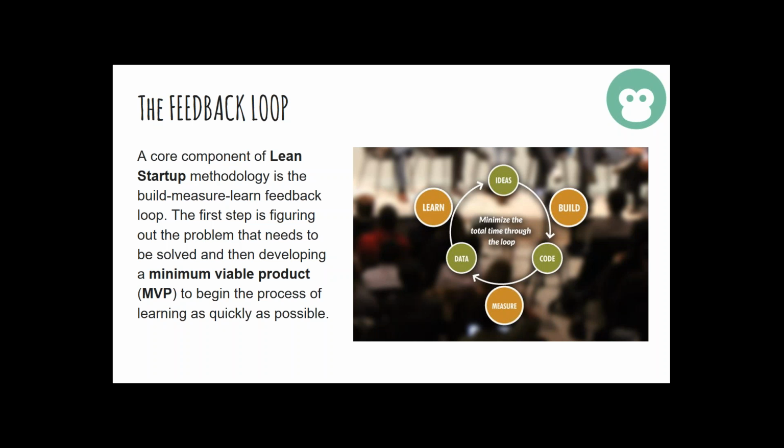So the first step is figuring out the problem that needs to be solved, and then developing your minimum viable product to begin the process as quickly as possible. So MVPs and lean and everything is about speed. And this is going back to the quote at the very start, that the person who wins is the person who learns faster.